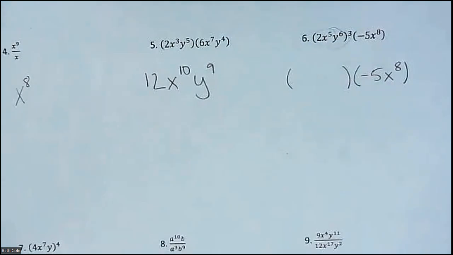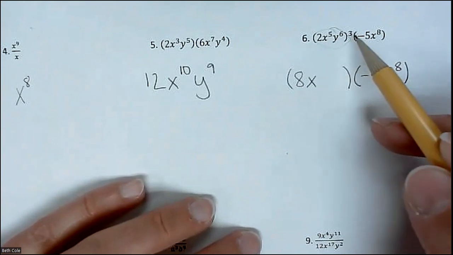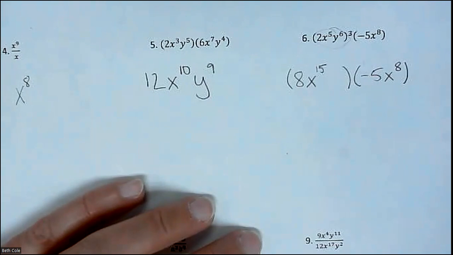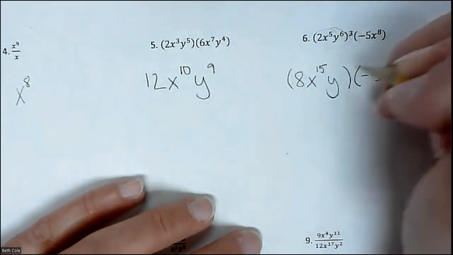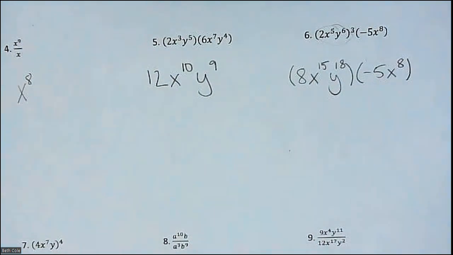2 to the 3rd. If you don't know, you can type it in Desmos, but does anyone know 2 to the 3rd is 8? It's 2 times 2 times 2, but you can always use a calculator. Put x. Power to a power means that you multiply. So 5 times 3, 15. And then for y, 6 times 3 is 18.